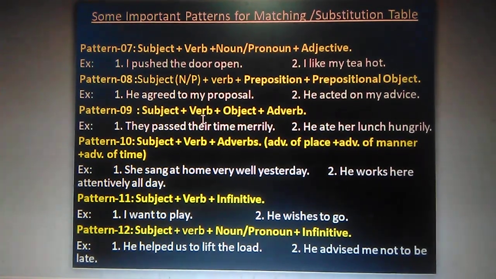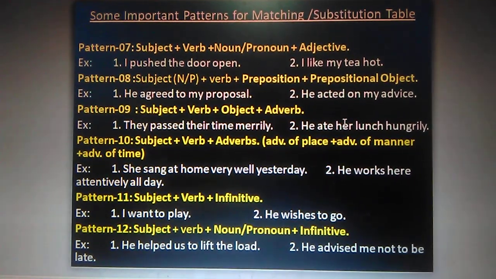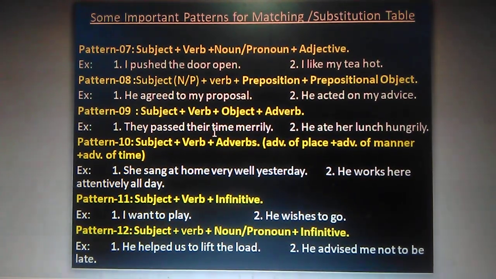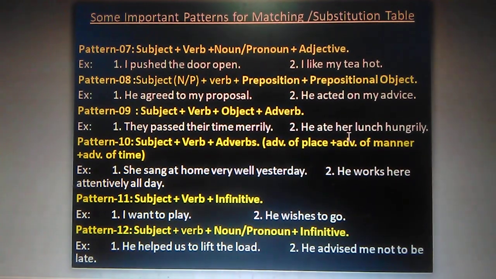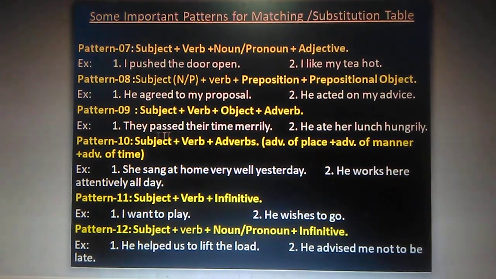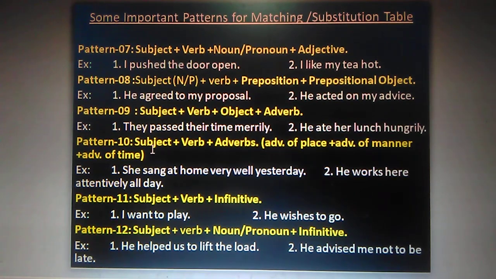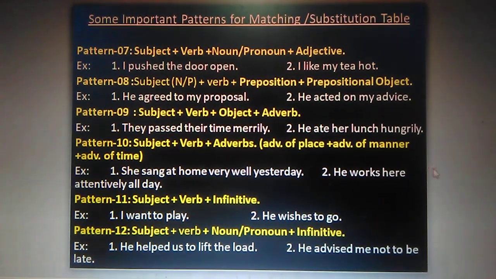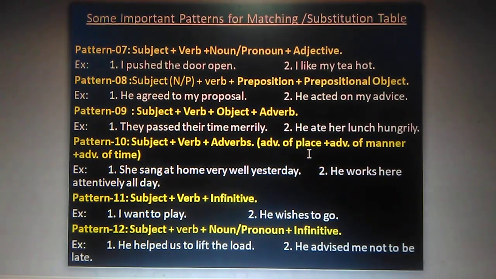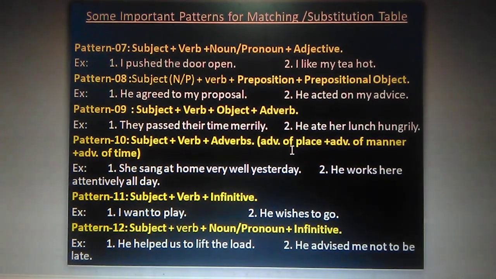Pattern 9. Subject plus verb plus object plus adverb. They passed their time merrily. He ate her lunch hungrily. Now go for pattern 10. Subject plus verb plus adverb. So there the order of the adverb: adverb of place, adverb of manner, adverb of time. What is the adverb of place?